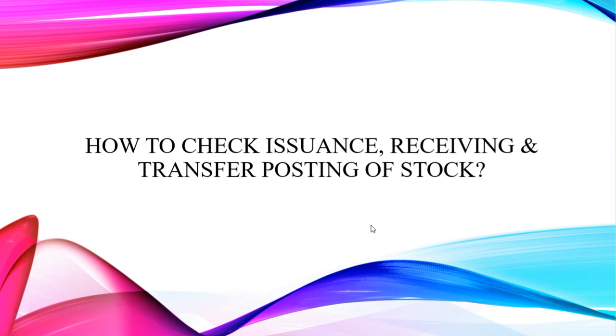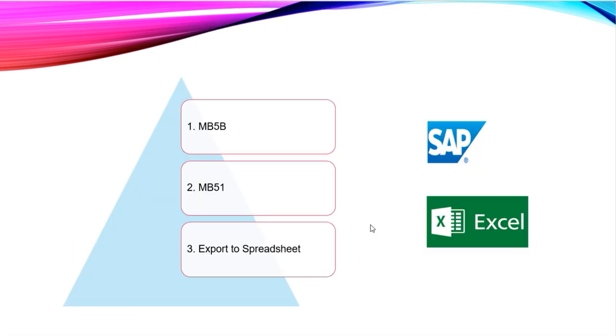Hello everyone. Today in this video, you are going to learn how to check issuance, receiving and transfer posting of stock. You can do this with the help of two different transaction codes. One is MB5B and MB51, and both these reports can be exported to spreadsheet from SAP.